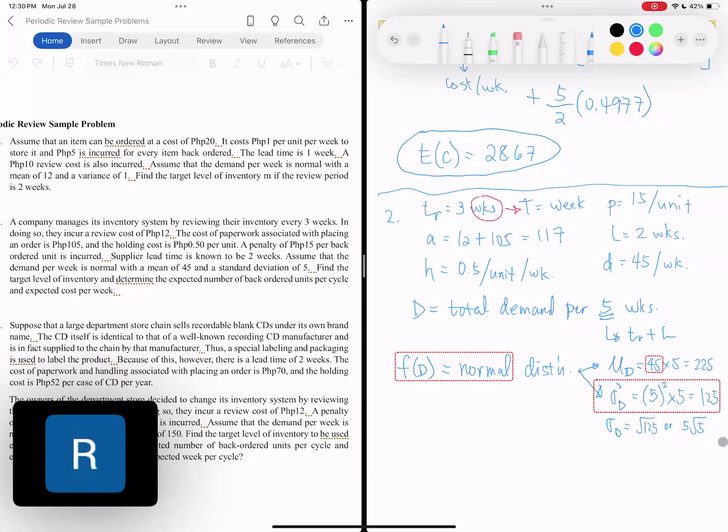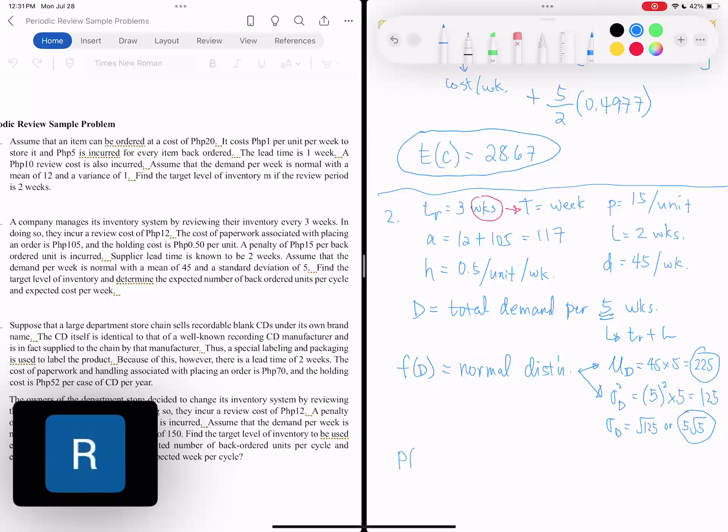I hope that's clear. These are the two values that you need later. Once you have calculated that, you can now proceed. In this problem, three things are being asked: the target level of inventory, the expected number of backordered units per cycle, that's automatic, and the expected cost per week. All right? So let's start with M.